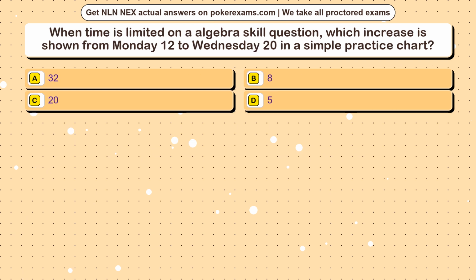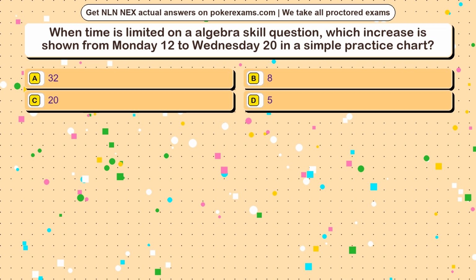Question 5. When time is limited on an algebra skill question, which increase is shown from Monday 12 to Wednesday 20 in a simple practice chart? Option A, 32. Option B, 8. Option C, 20. Option D, 5.